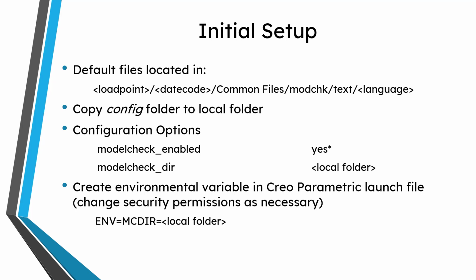And also, like I mentioned, I like to keep my model check configuration files out of the load point. So to do that, first you are going to need to set the config option ModelCHECK_DIR to the local folder that you are using. Second, in your Creo Parametric launch file, the .psf file, you need to set an environmental variable MCDIR to that local folder as well. You should be able to set the environmental variable in the standard Windows 10 methods, but you can do it from the PSF file, and I'll show you how to do that.